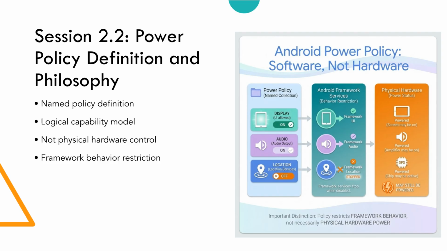When a component is disabled, Android framework services must stop using it. Hardware may still be powered, but Android behavior is restricted. This distinction is extremely important and frequently misunderstood.